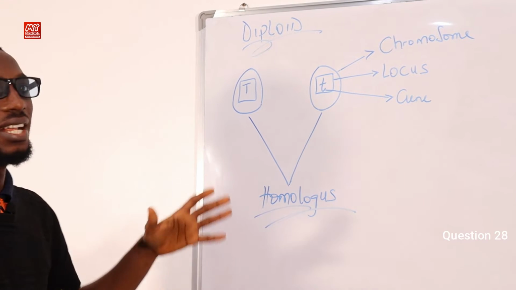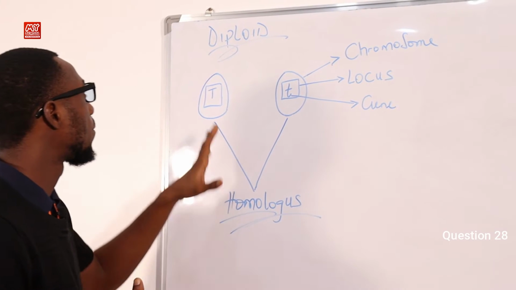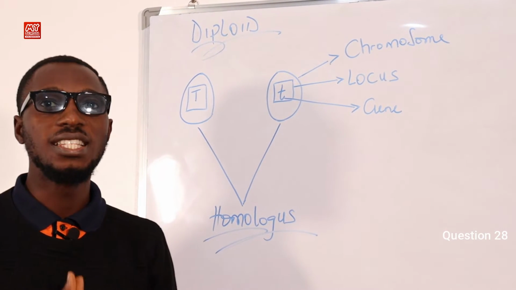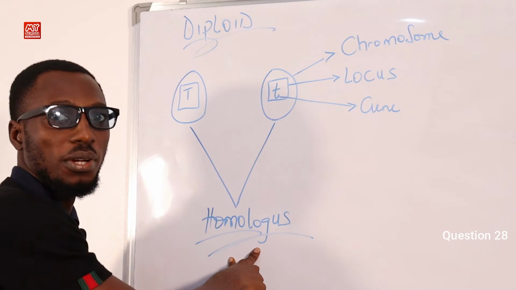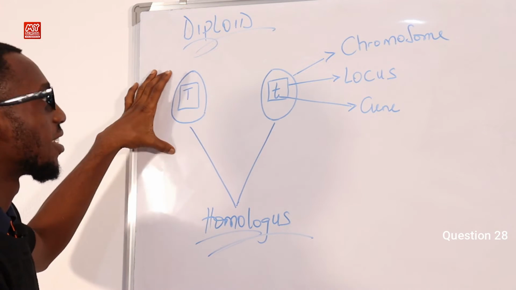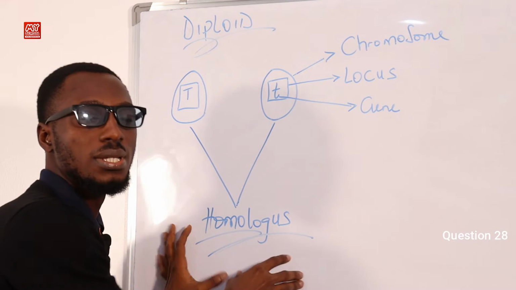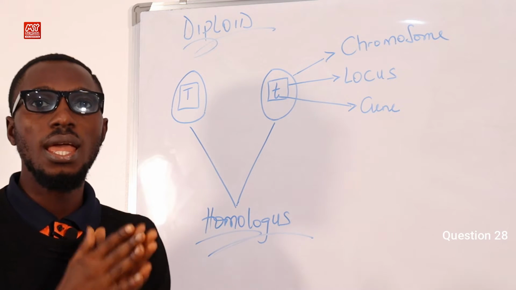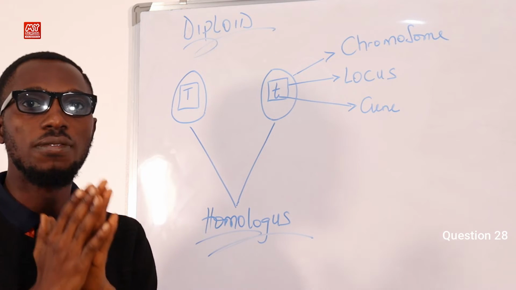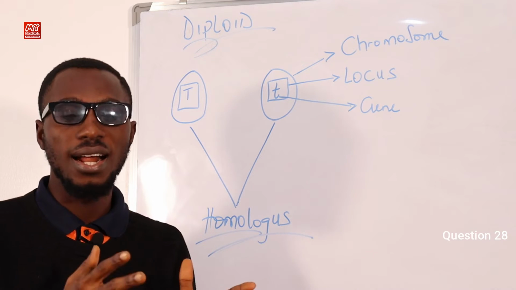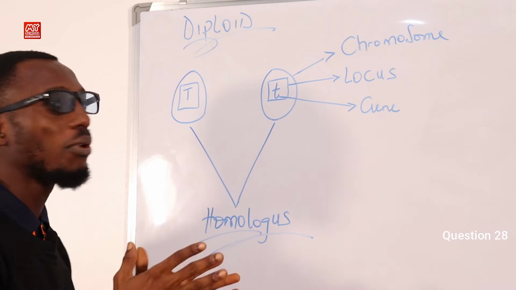Okay, so we know that inherited characters are determined by genes. And for a diploid organism, it has two sets of chromosomes which you can call homologous. So this is a chromosome, this is a chromosome. Those two sets are referred to as homologous. Now, for this kind of organism, a particular character is determined by a gene, and there are two copies of this gene for that particular character. It can be a character of height, of size, of color, of whatever. So there are usually two copies of it.